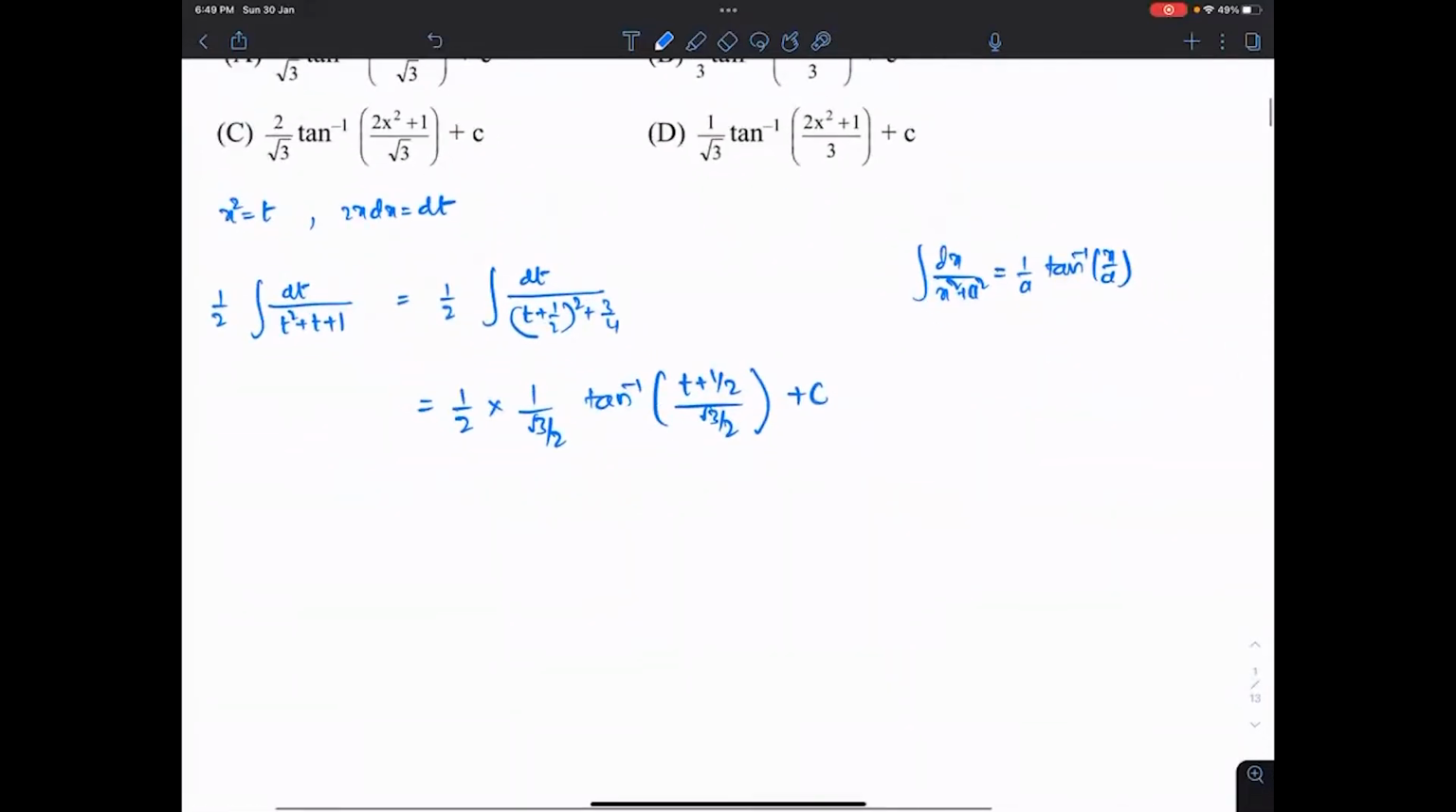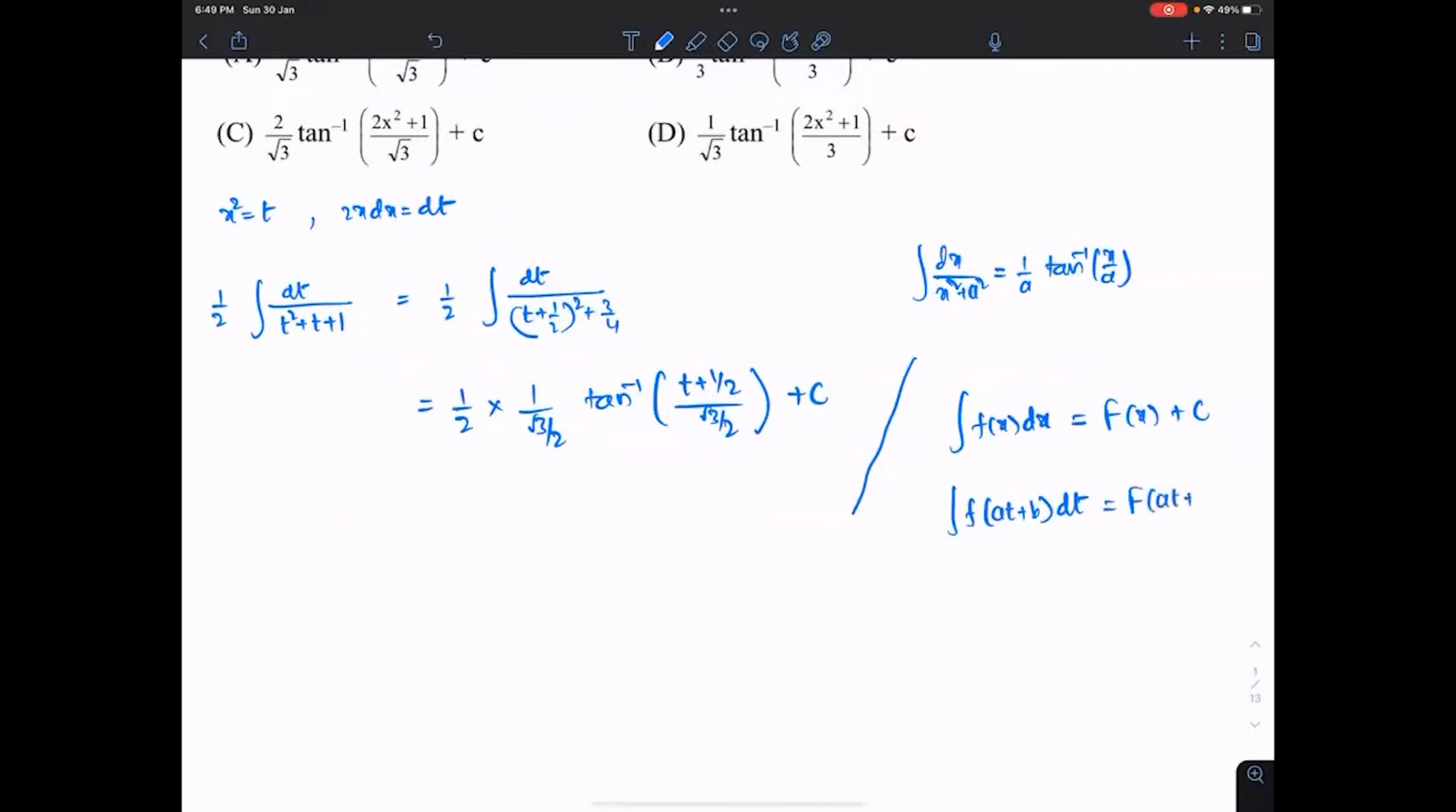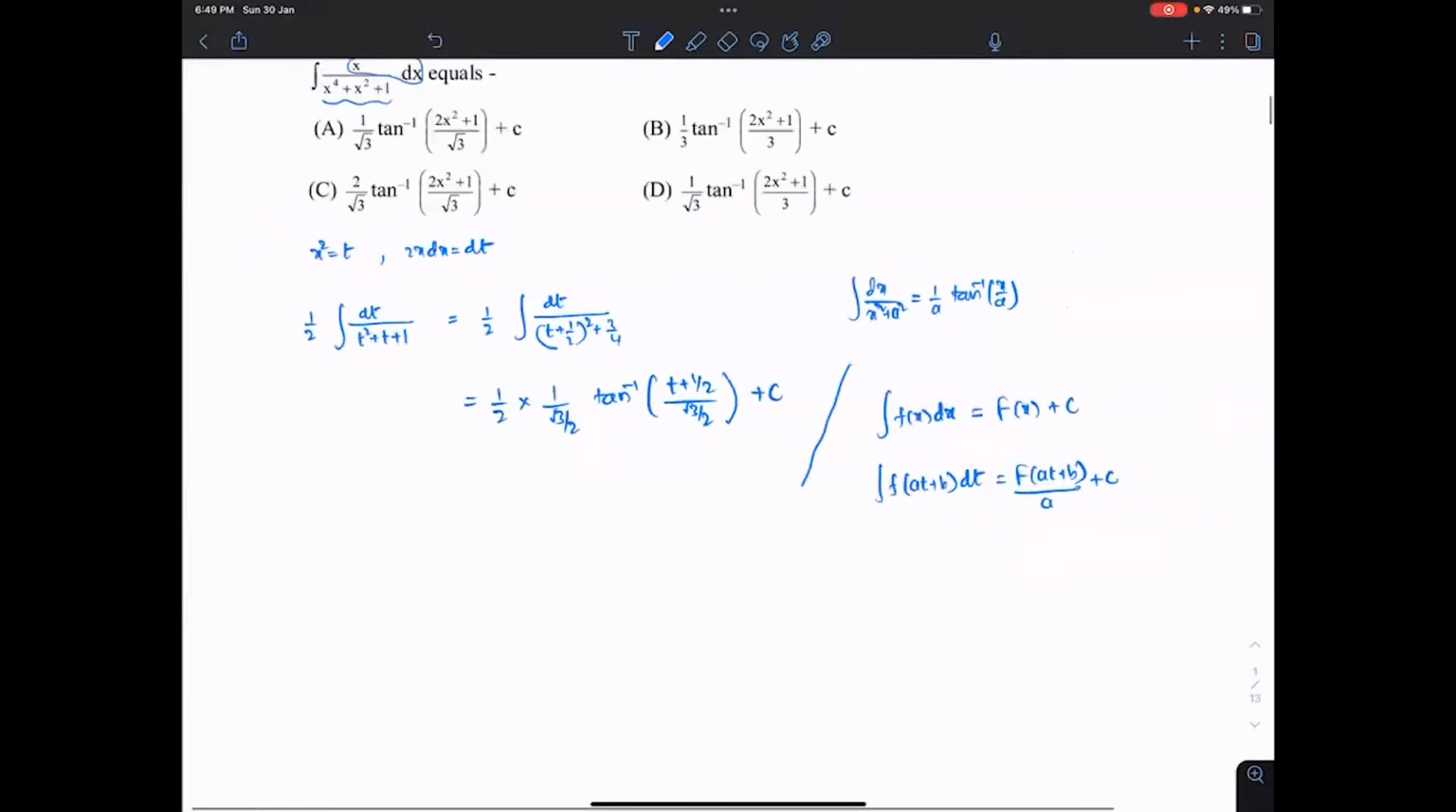So you know, in integration, if integral f of x dx is some capital F of x plus c, then integral f of (ax plus b) dx, where a linear term is there instead of x, will be F of (ax plus b) divided by the coefficient of that linear term, plus c. Okay, so let us see the next question.